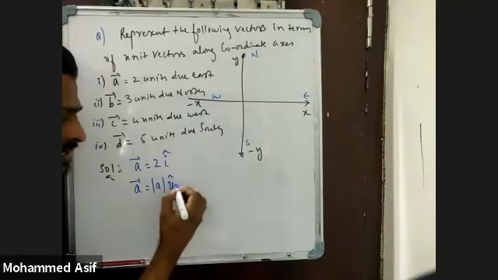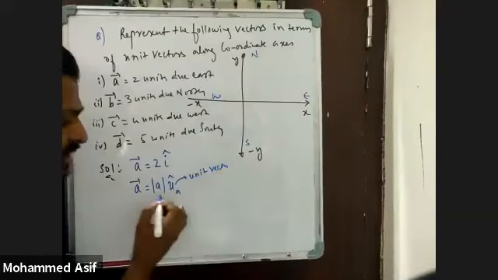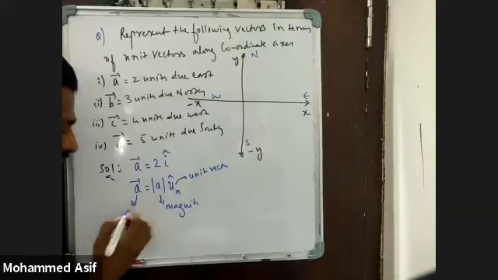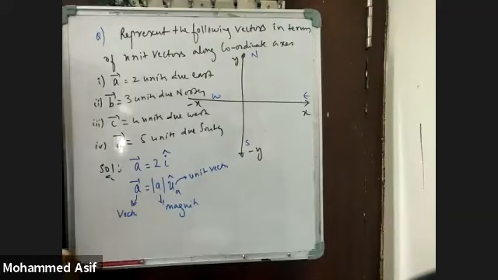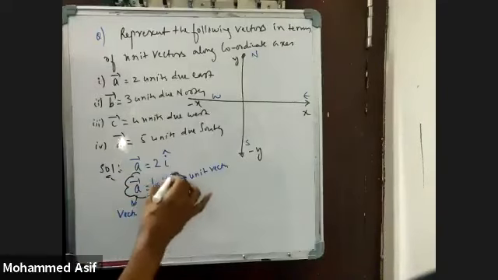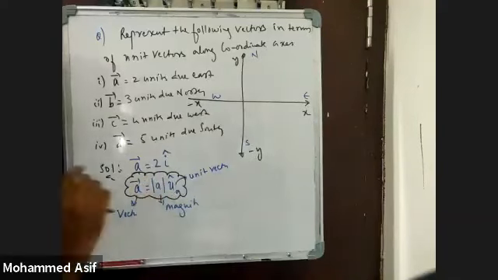So this one is your unit vector, this one is your magnitude, and this one is your vector. This is the way a vector is being represented. This is a general condition you should try to remember for any given vector. A vector is equal to magnitude times the unit vector.